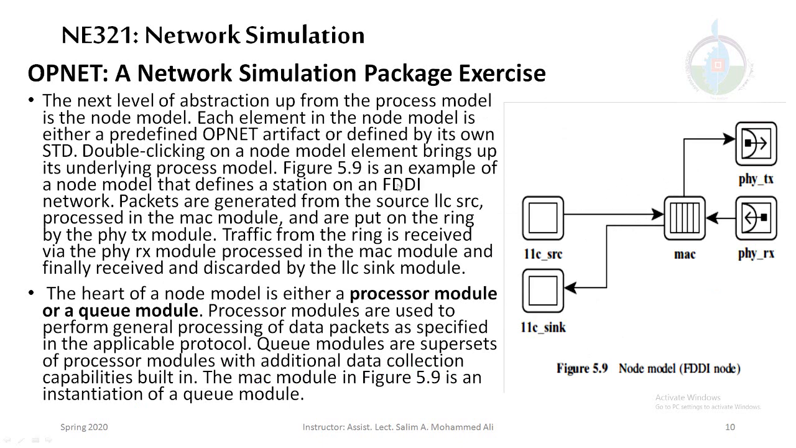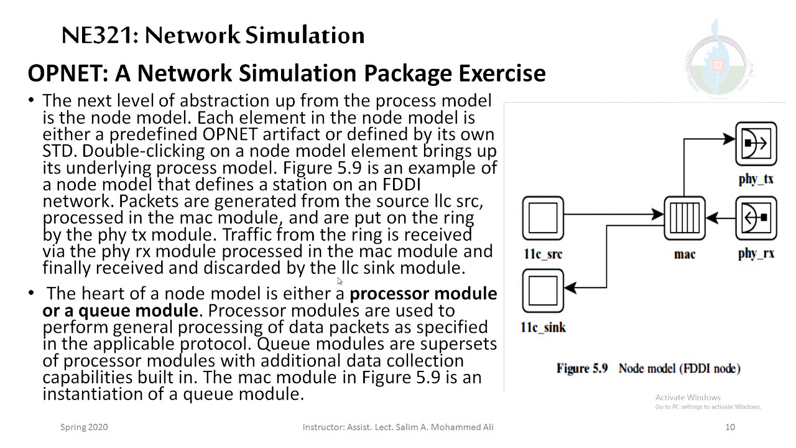Okay. Figure 5.9 is an example of a node model that defines a station on an FDDI network. A physical transmitter, physical receiver, the MAC layer, and we have two sink and source of packets. That means packet generation and packet receiving nodes. Packets are generated from the source LLC, processed in the MAC module, and are put in the ring by the physical TX module. Traffic from the ring is received via the RX module and processed inside the MAC module, and then finally received and discarded by the LLC sink.